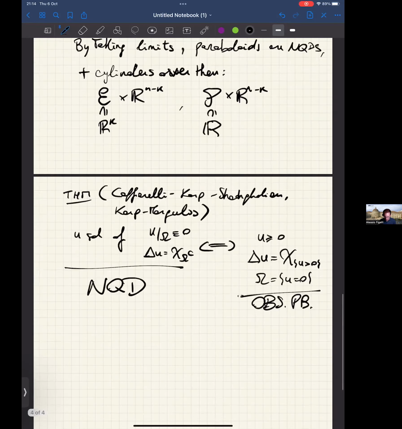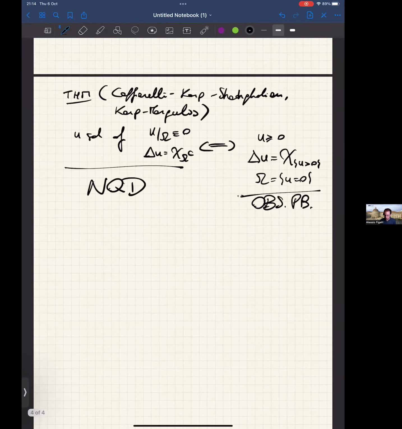So of course, most of the people here in the audience are familiar with the obstacle problem, but maybe I will just spend 3 minutes to remind you why this is called the obstacle problem. So, a small parenthesis on the obstacle problem.